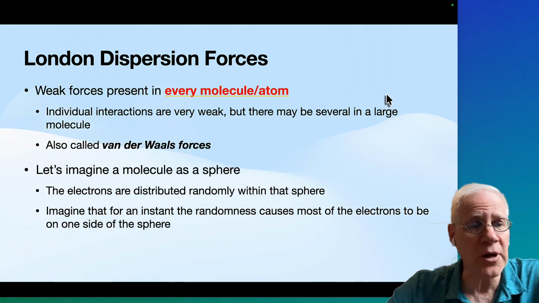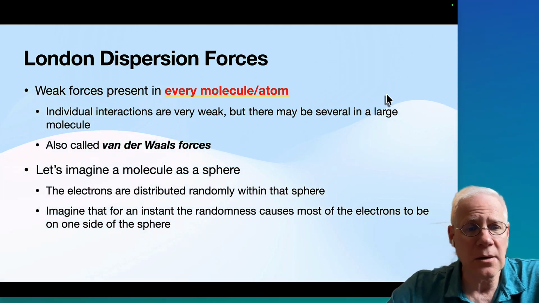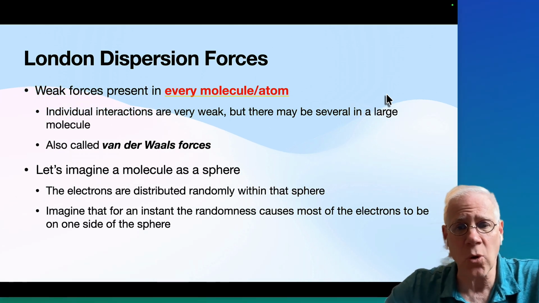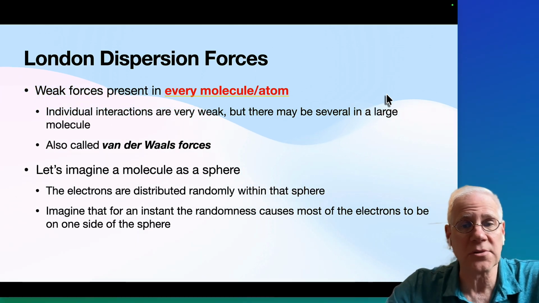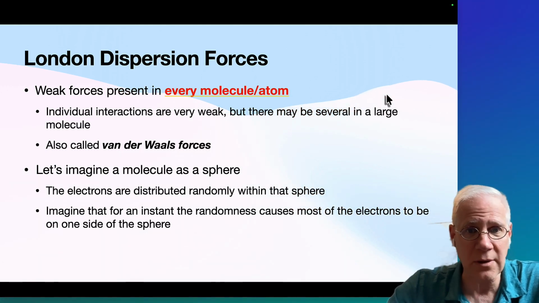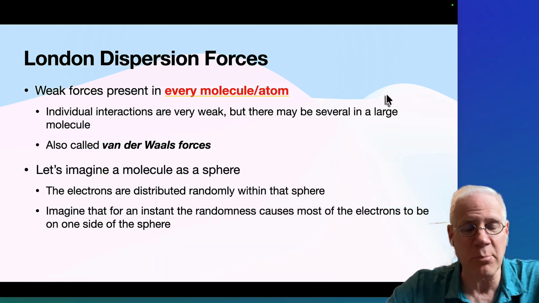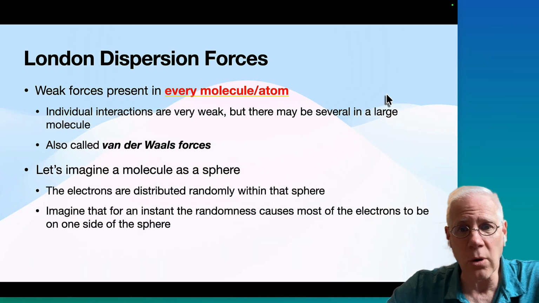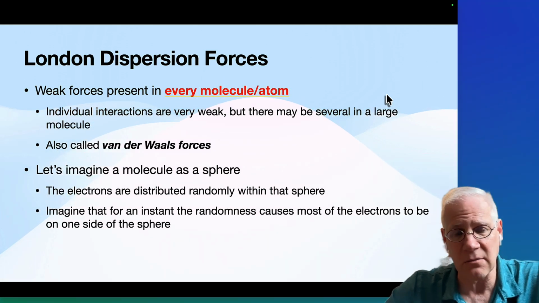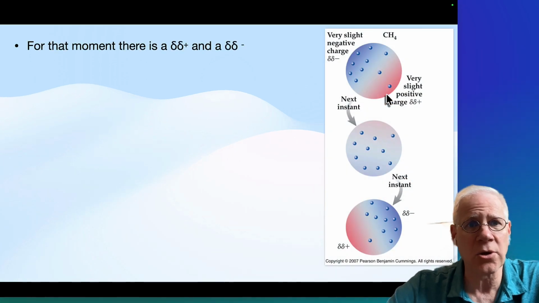Now, for whatever reason, just in randomness, for an instant, some or most of those electrons can be on one side of the sphere or one half of the sphere, depending on how you want to put your plane. Since the sphere has an infinite number of planes that run through the center, it's very easy to have more electrons on one half than in the other half. What happens when that occurs?